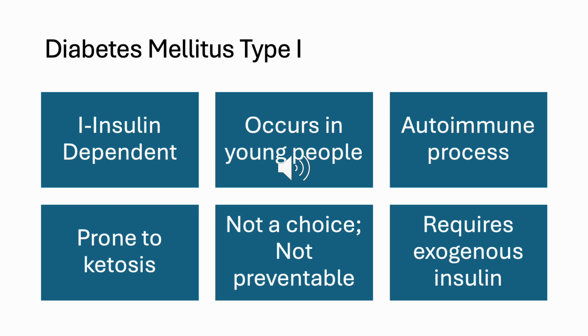Ketosis occurs when our bodies are starving, and it's from the breakdown of fatty acids in the body. And so what's happening is because there's no insulin to help sugar get inside the cell to be used as energy, the body now has to break down fat for energy. So that's one of the signs and symptoms of diabetes type 1.